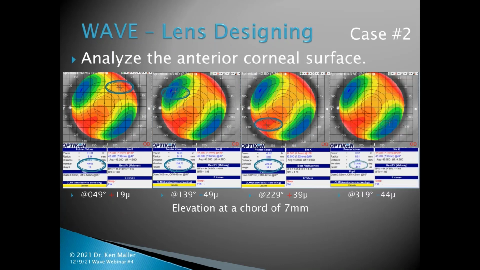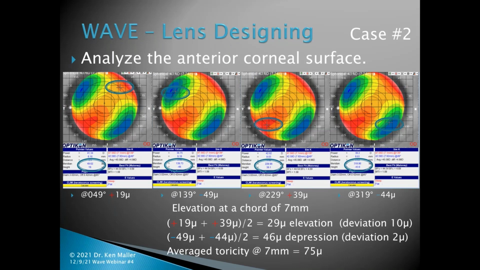And then if we come over here down to the 319 meridian, we can see we have a depression of 44 microns. So we go ahead and take a look at those numbers. We have the elevations along the 49 and the 229 meridian, and so we'll add those together, divide them by 2, and we have an elevation that's averaging 29 microns on this cornea at a chord of 7 millimeters. And so the deviation of those two elevation points is only about 10 microns from my average. And so I think that's actually a very good representation of how high the elevation of this cornea is.